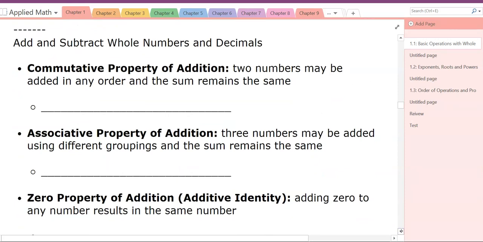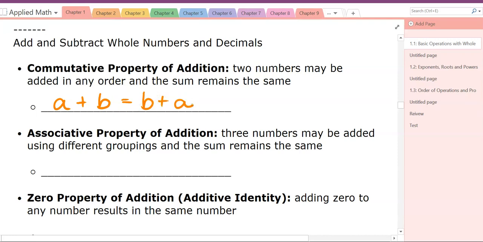When it comes to adding and subtracting whole numbers and decimals, we have a couple properties that we want to talk about. First, the commutative property of addition says that 2 numbers can be added in any order and the sum will remain the same. So that means if I have 2 quantities like A and B and I'm adding them together, it doesn't matter if I do A plus B or if I do B plus A. I'm going to get the same answer.